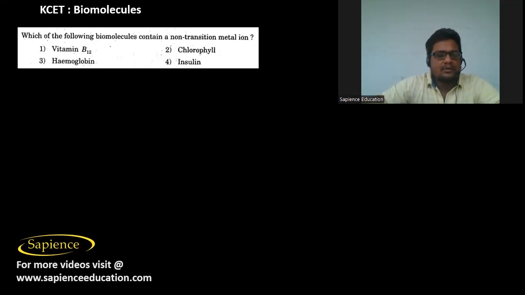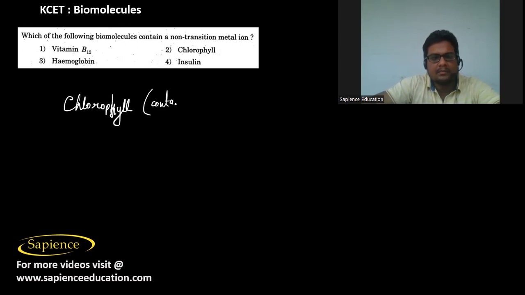Then it is said, which of the following biomolecules contain a non-transition metal ion? Now, chlorophyll contains magnesium. Chlorophyll is also called a magnesium porphyrin complex.